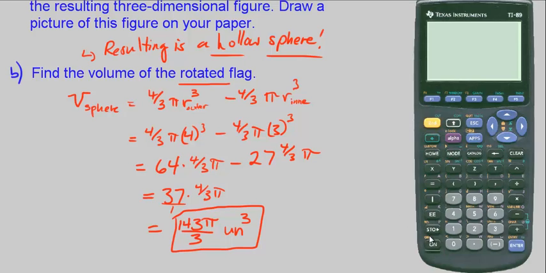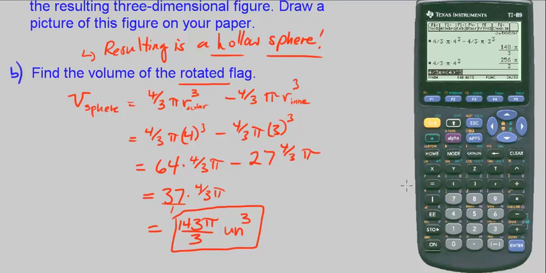So let's go ahead and check on our calculator, make sure I did this right. I could just put 4/3 pi times r, which is 4 cubed, minus 4/3 pi times 3 cubed. And our calculator shows us 148 over 3. Did I do this right? So that means I did something wrong.